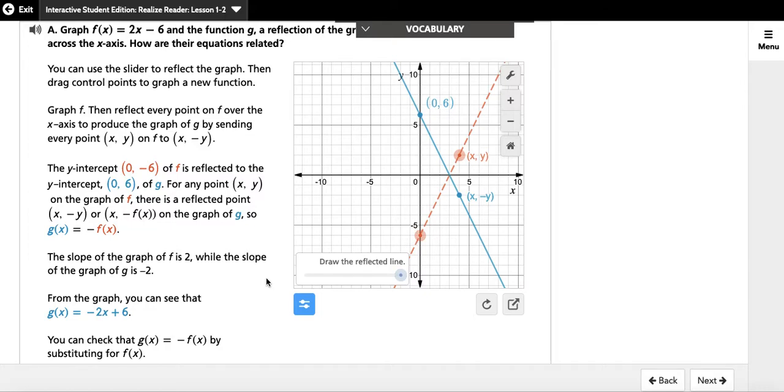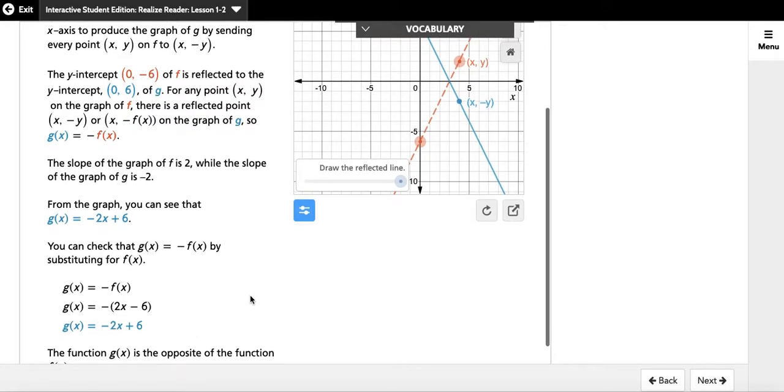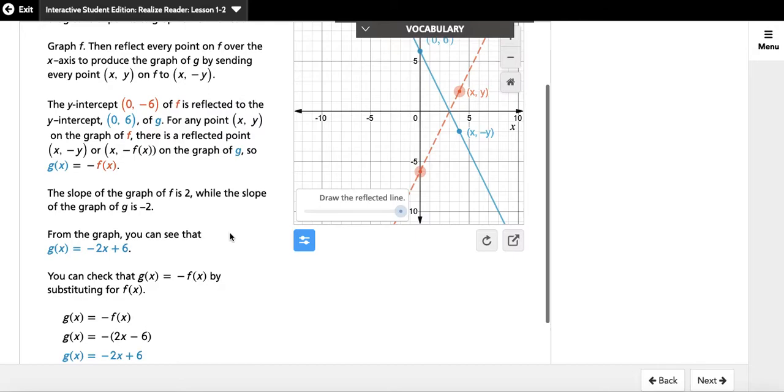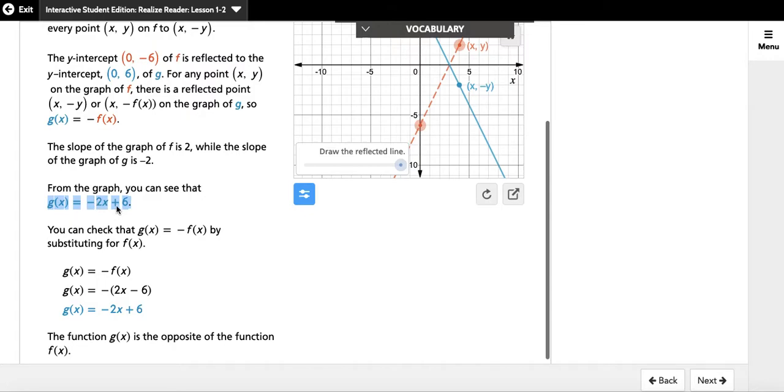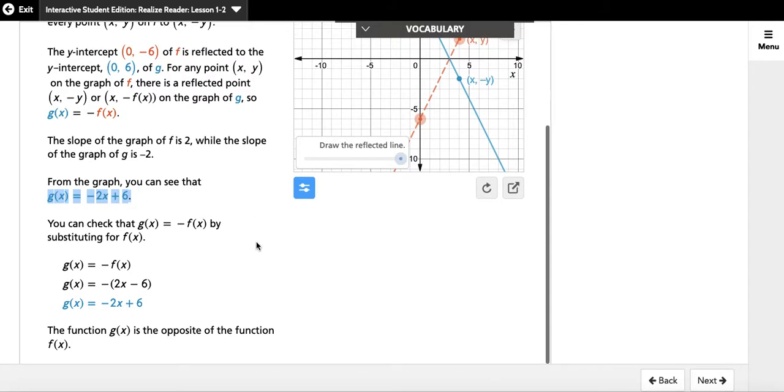If you wanted to use y equals mx plus b, you might notice that it now has a positive 6 for the intercept, and the slope is negative 2. The original one had a positive slope of 2 and a negative 6 intercept. So they just changed the sign of both parts, the intercept and the slope. That's why they rewrote it like this.